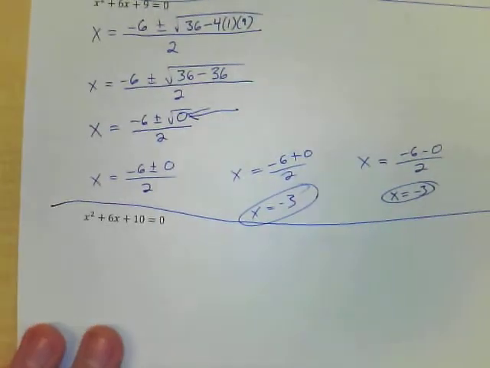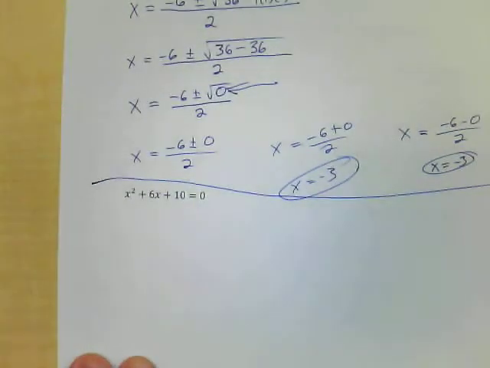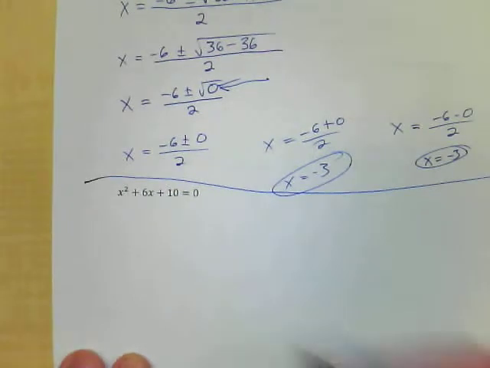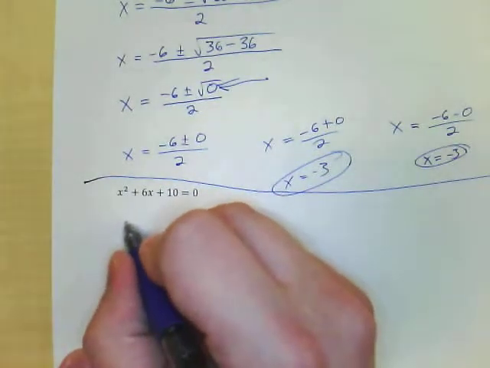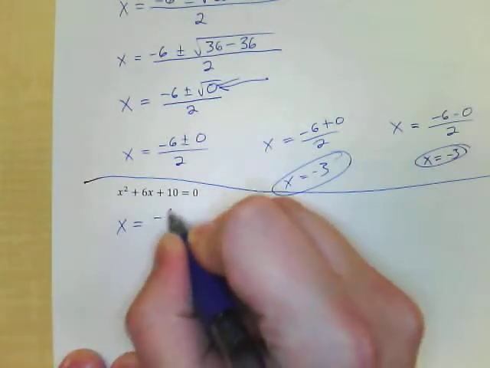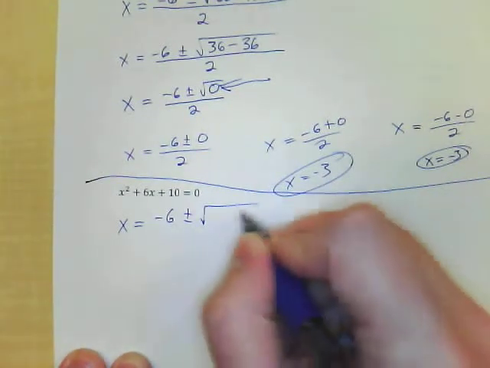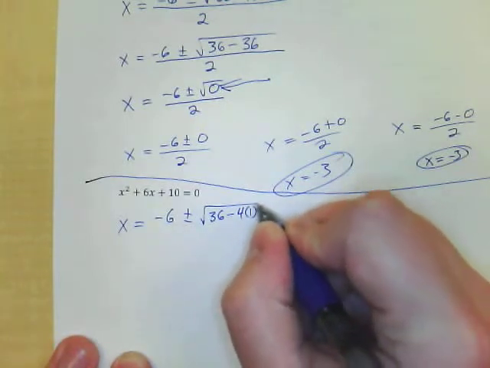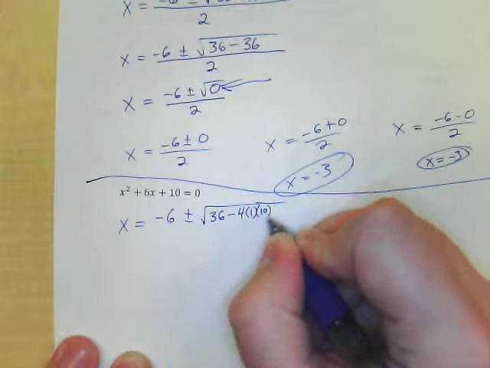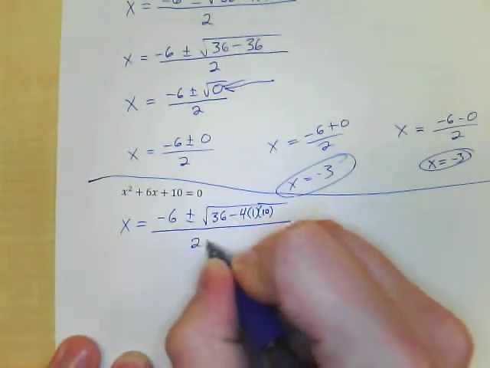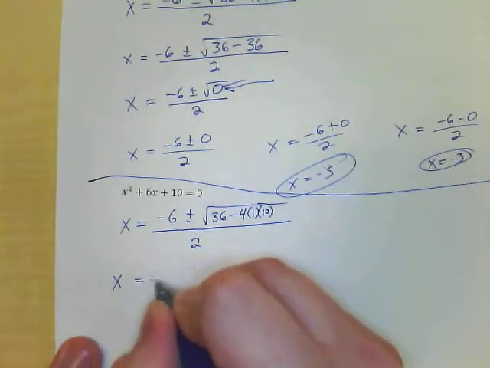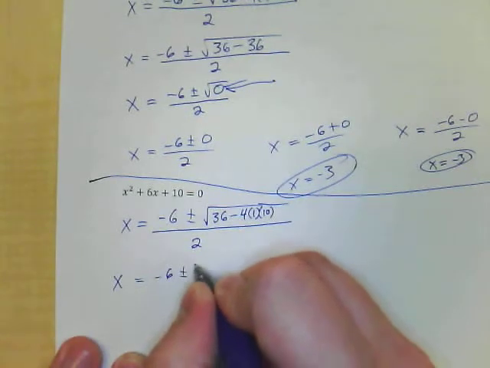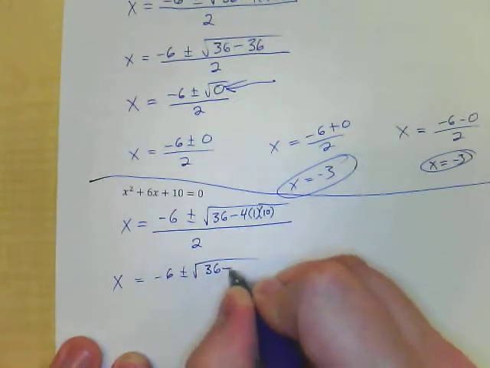Okay, the third case that we can have, as you might guess, is going to be where the number underneath the square root is negative. So let's do just that. So x equals negative b plus or minus the square root of b squared minus 4 times a times c, in this case c is 10, all over 2 times a.